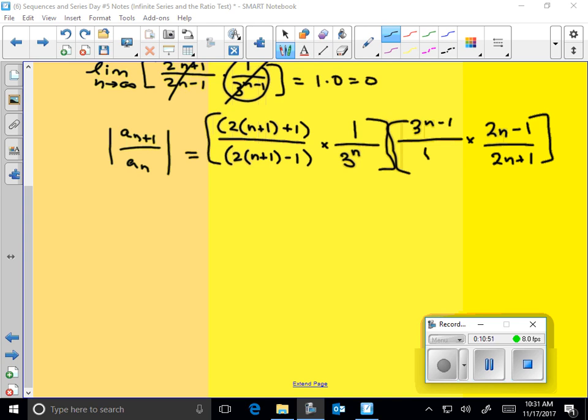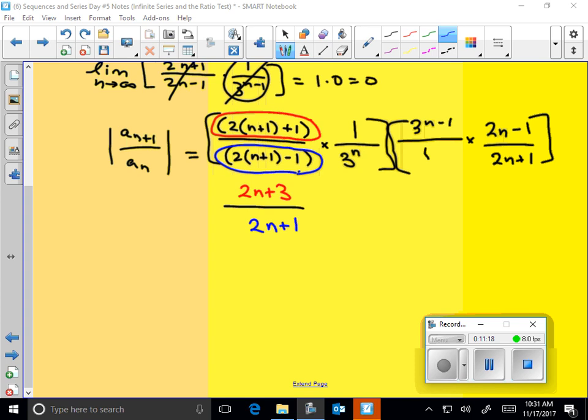Okay, let's clean this up. What would this be? 2n plus 3. What would this be? 2n plus 1. How about that? 2n plus 1. Okay. I'm going to multiply that. I'm just going to bring this 1 over, I'm going to put 3 to the n right there.